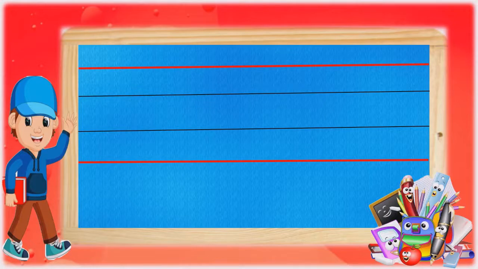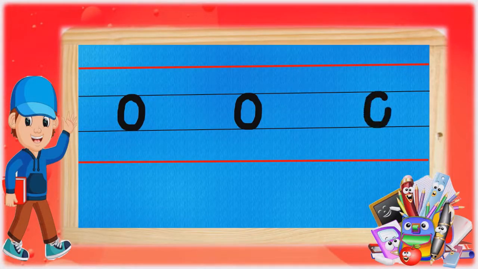Now we will write O, small o. Just a small circle makes small o. Again we write small circle makes small o.